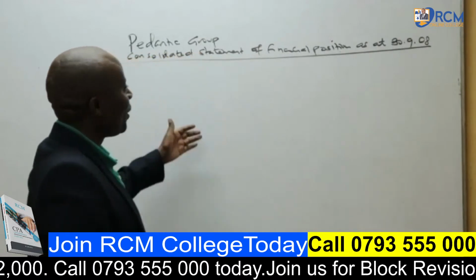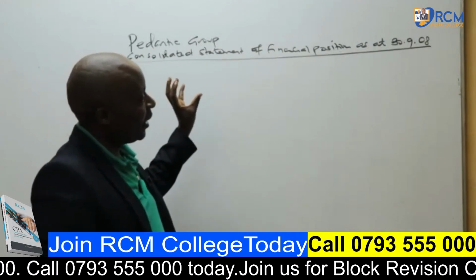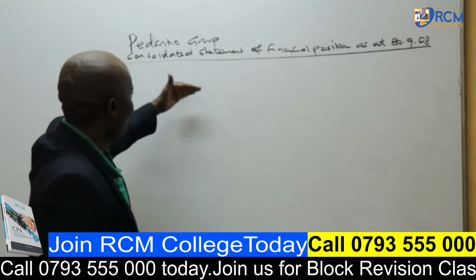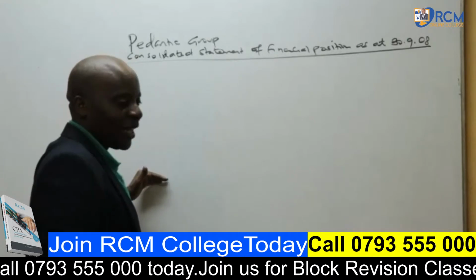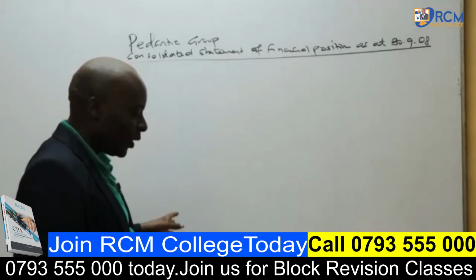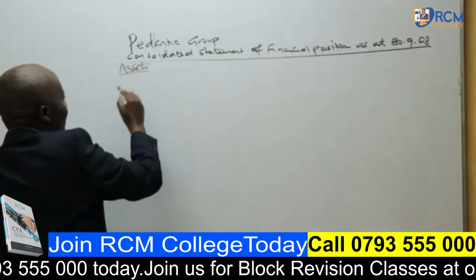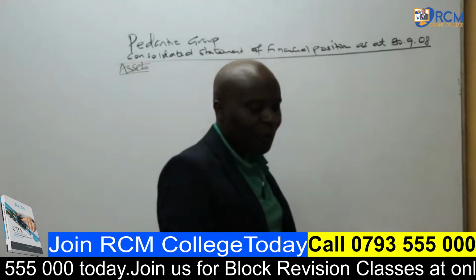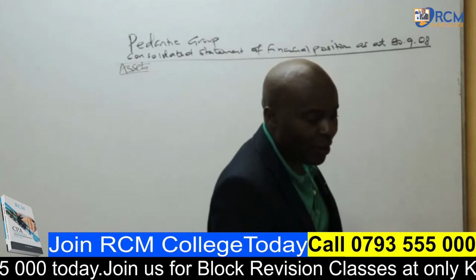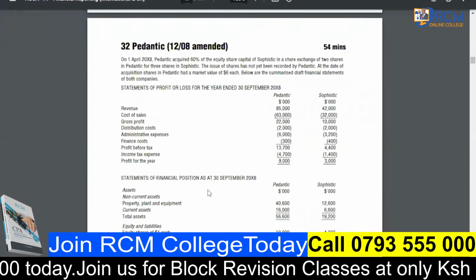Remember how we start displaying and structuring our statement of financial position. It is assets vis-a-vis how those assets have been financed. We start with assets, and then we look at equity and liabilities. So we mention the assets. Remember, you are taking everything the way it has been given in the question paper. It is the statement of financial position that we are consolidating.